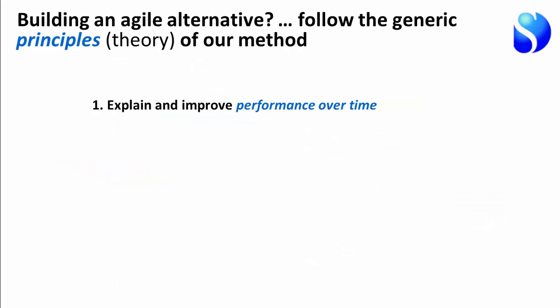So is there a way of building what I might call an agile alternative? Because the IT world solved this problem, but with what they call an agile process. And I think you can if you build it up from the fundamental principles of what our method actually is. Yes, we're trying to explain performance over time. So we start with that same thing up in the top left-hand corner, the reference mode.